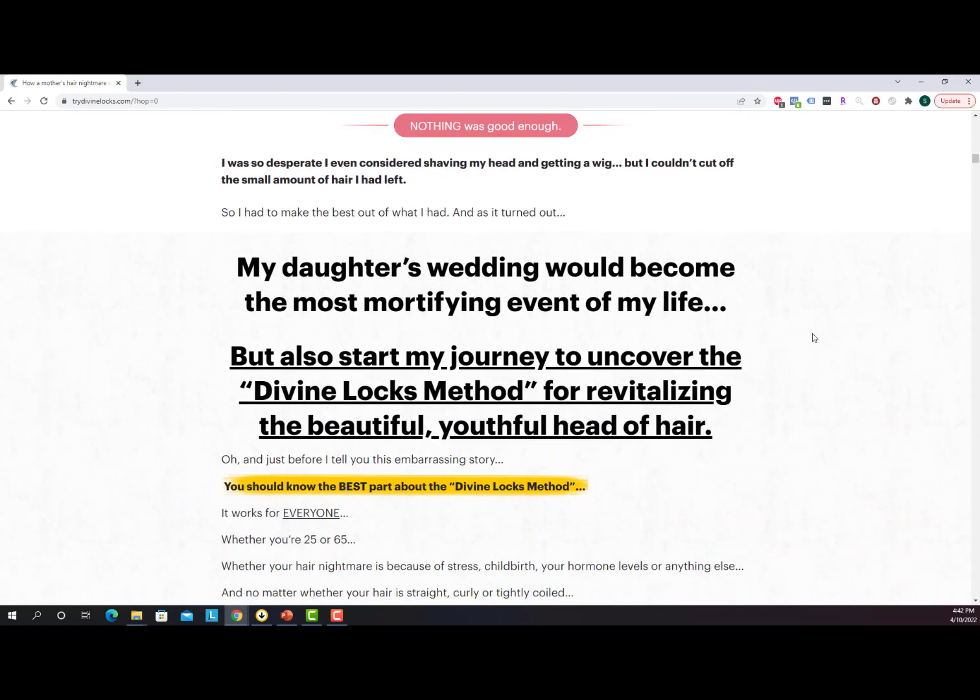So, very interesting. And then you hit them, we jolt the audience again. My daughter's wedding would become the most mortifying event of my life, but also start my journey to uncover the Divine Locks method for revitalizing a beautiful, youthful head of hair. Again, you're not telling what this is, but you keep enticing the reader, enticing them and teasing them with this solution.